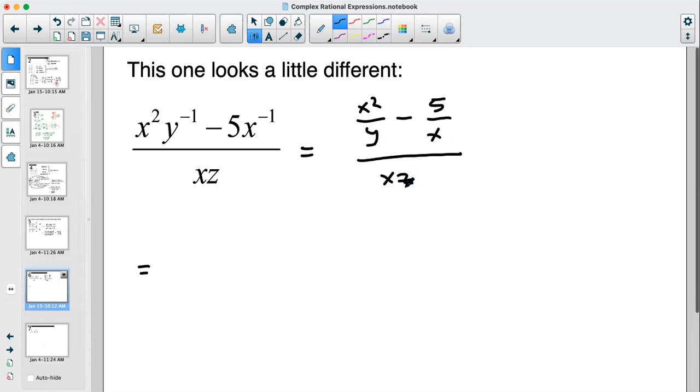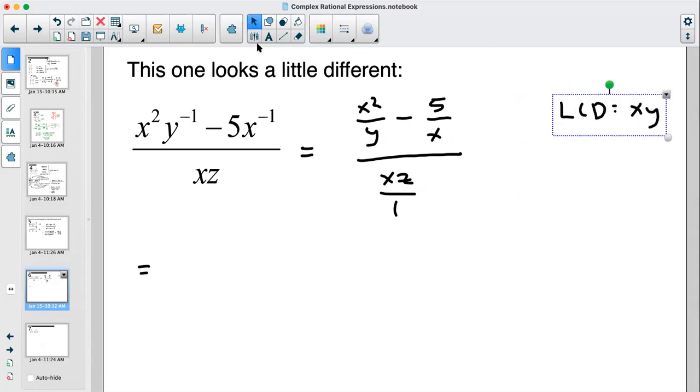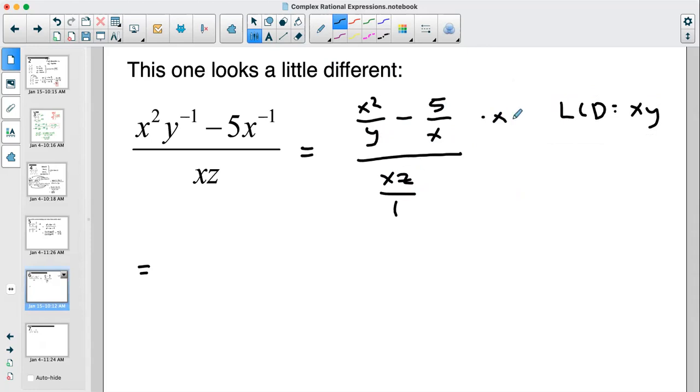And the bottom doesn't have any fractions, so I don't have to worry about that. It's like x is x over 1. So the LCD here is going to be xy. So I'm just going to multiply the top and bottom by xy.